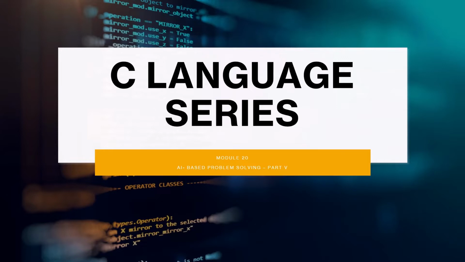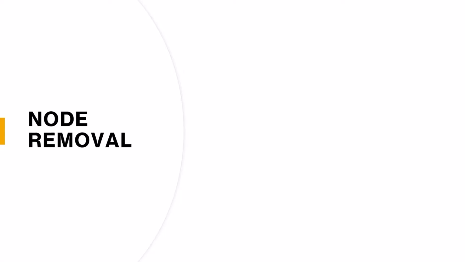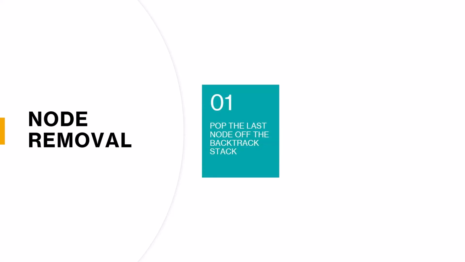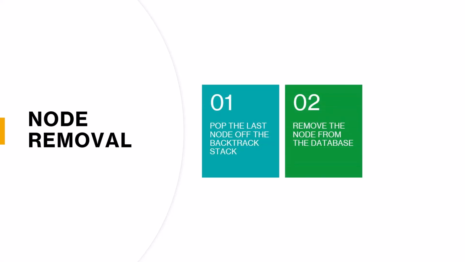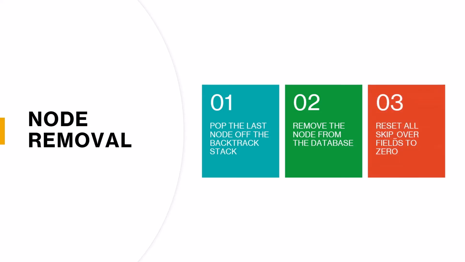And in order to employ this method in our code, we need to incorporate three things. One is pop the last node off the backtrack stack. We need to remove the node from the database, in our case the array, and we do that simply by replacing the city names with empty strings.